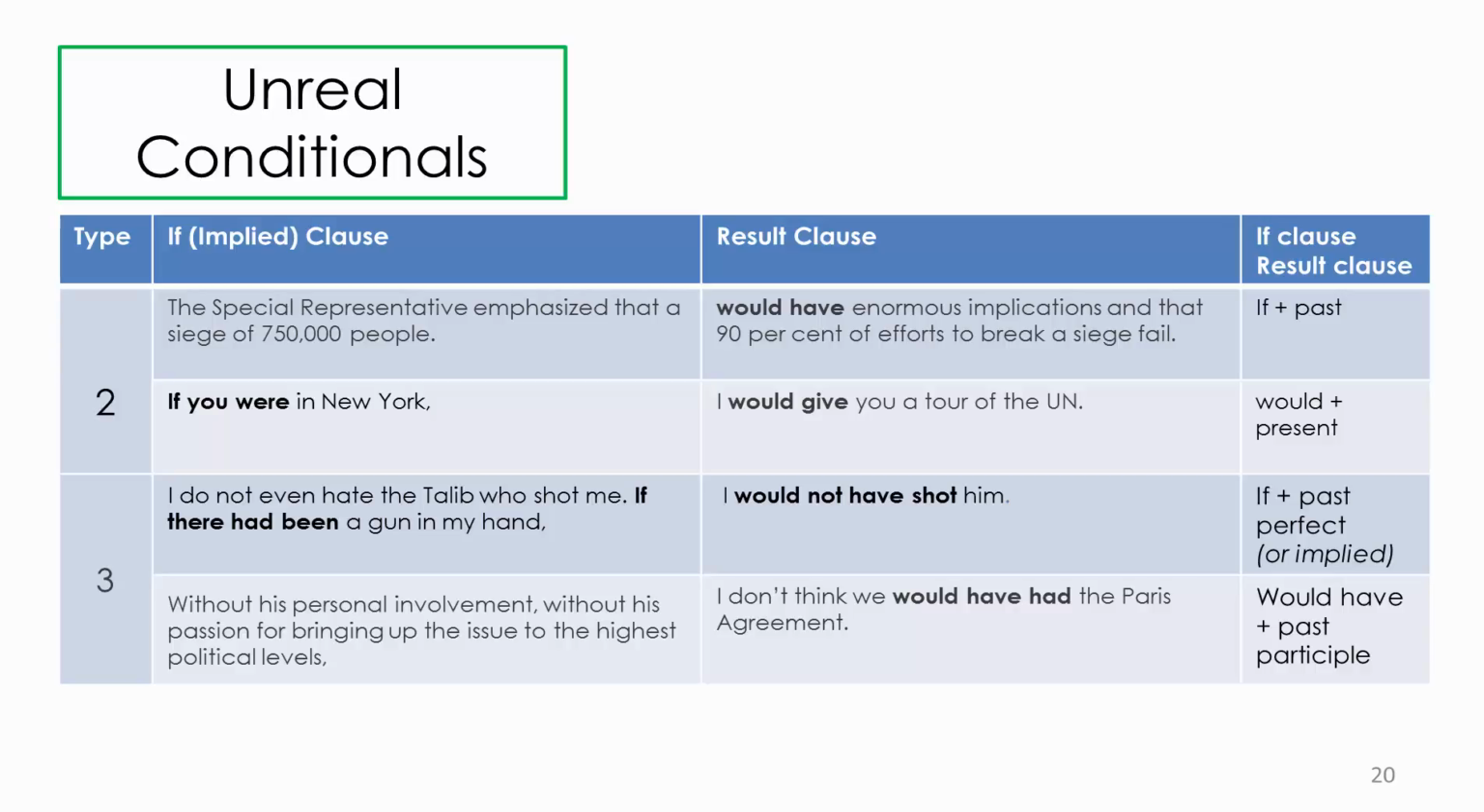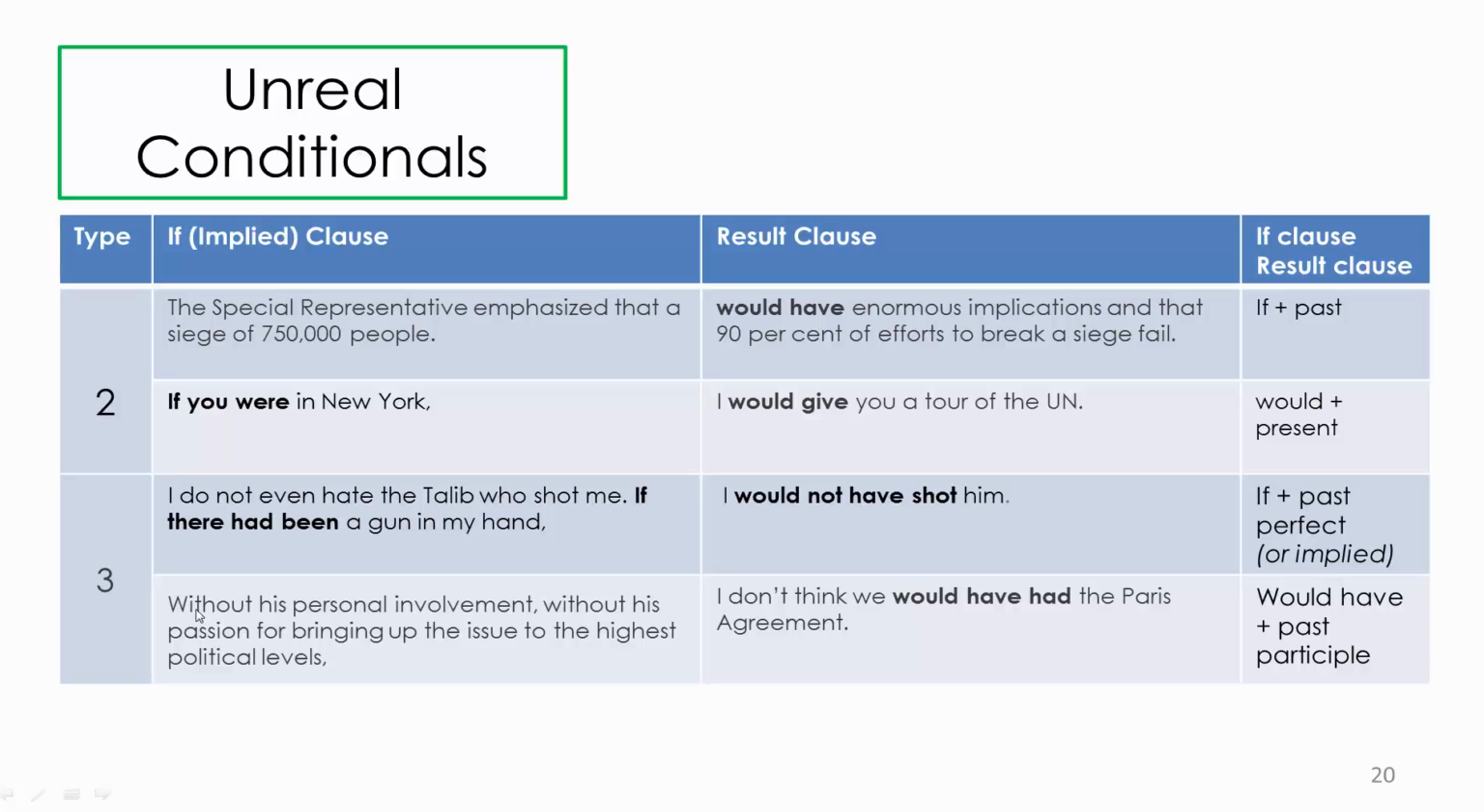She did not have a gun, but she's saying, if I did have a gun. And then she's saying what is the result that would take place if I did have a gun? And she's saying, I would not have shot him. So both the if clause, the conditional clause, and the result clause are not true, and they both refer to past times.